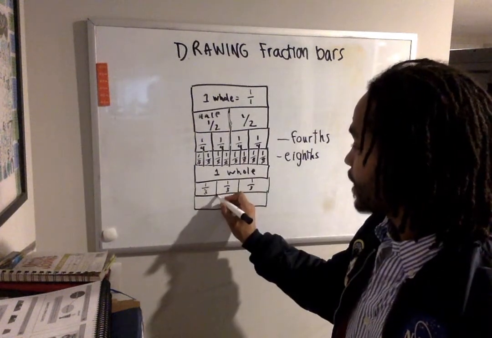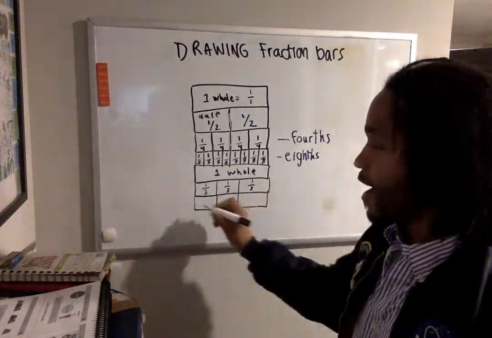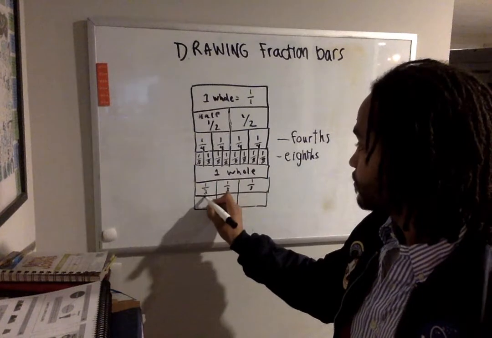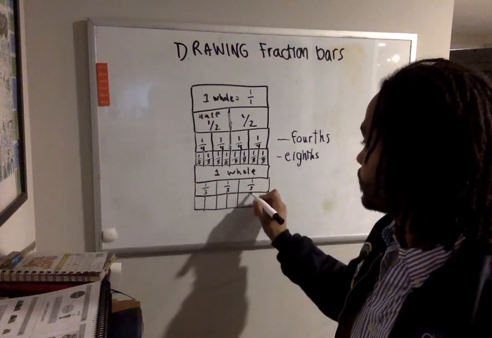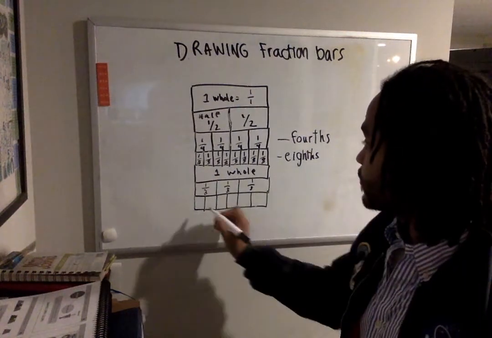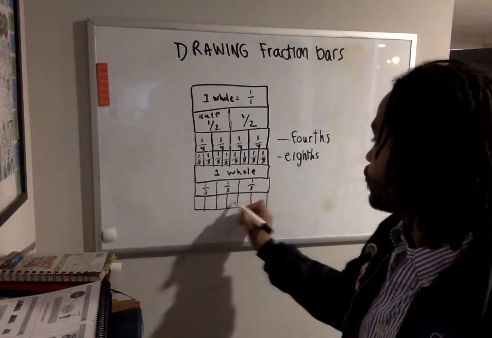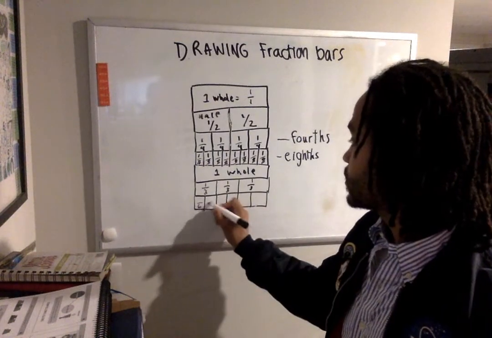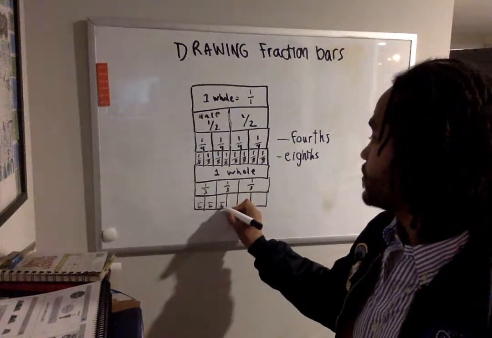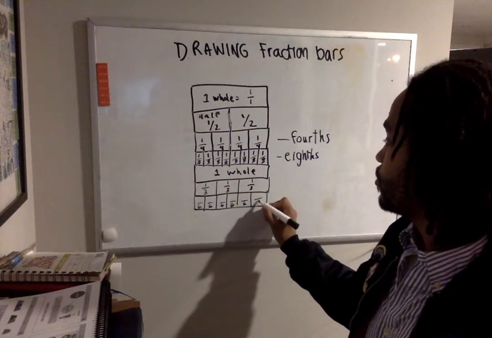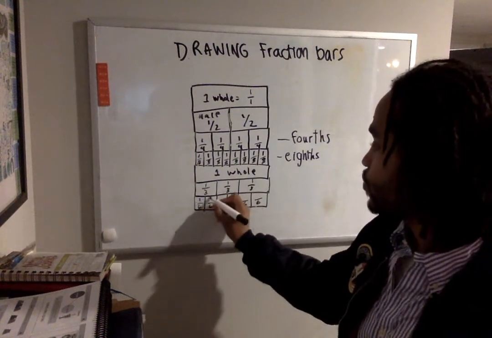I'm gonna bring these lines down. I have my thirds, and I'm going to split those in half. Boom. So what do I have now? 1, 2, 3, 4, 5, 6. 6 equal parts. My denominator is 6. The denominator is 6, so I'm writing that down first. That's how many parts in one whole. And each one is 1 out of 6.